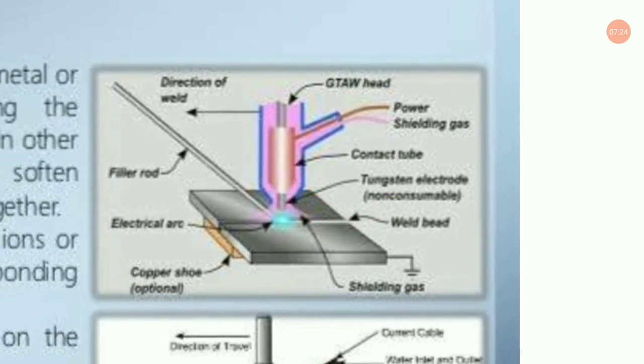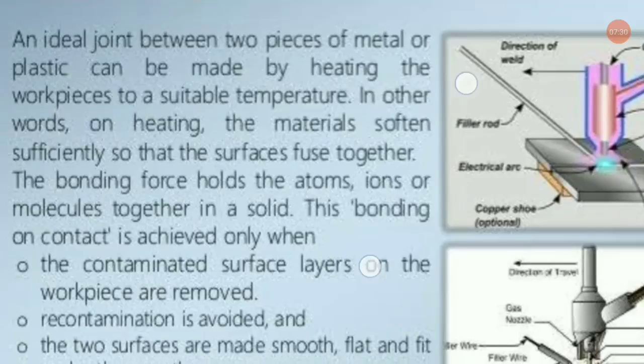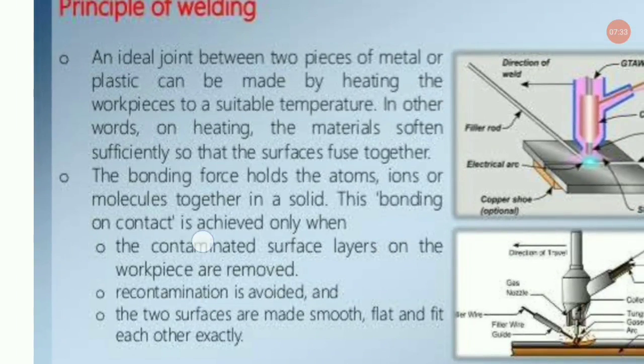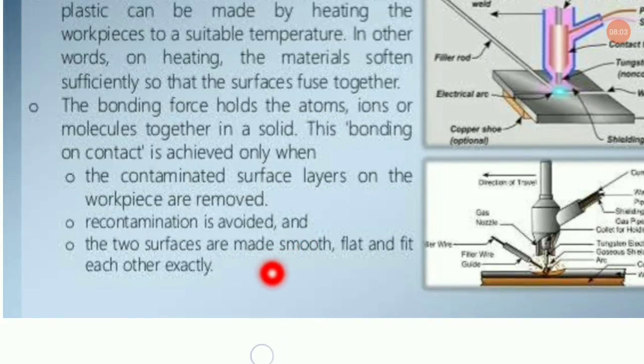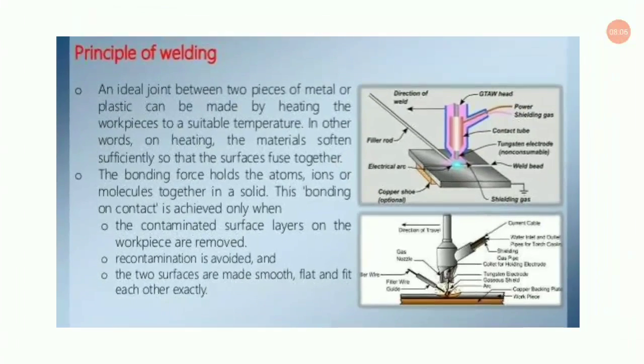Now, an ideal joint between two pieces of metal or plastic can be made by heating the workpieces to a suitable temperature. In other words, on heating, the materials soften sufficiently so that the surfaces fuse together. The bonding force holds the atoms, ions or molecules together in a solid. This bonding on contact is achieved only when the contaminated surface layers on the workpiece are removed, recontamination is avoided, and the two surfaces are made smooth, flat and fit each other exactly.